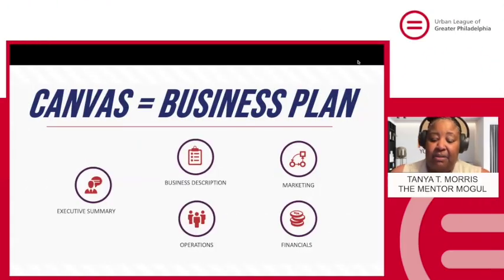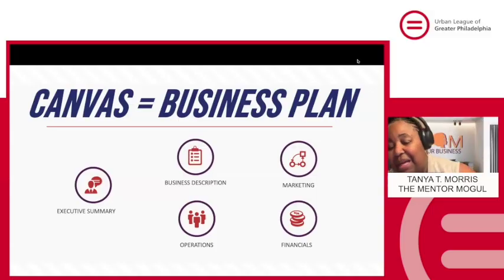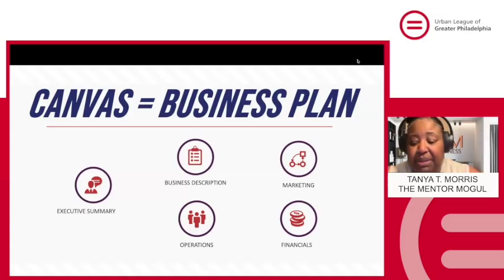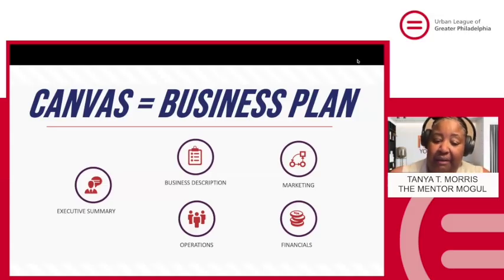I've done my canvas, right? How does that translate to a business plan? So every business plan has or should have these five areas, right? And we are no longer really living in the time of 30, 40, 50-page business plans. Some people still do them. I'm not quite sure why. But you can really put together a nice business plan using the canvas.